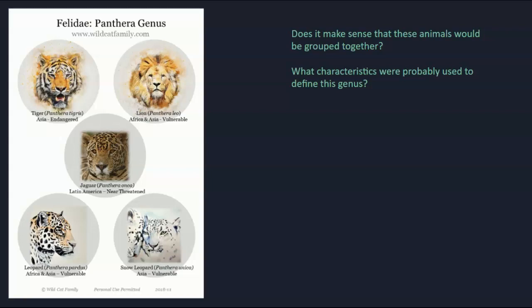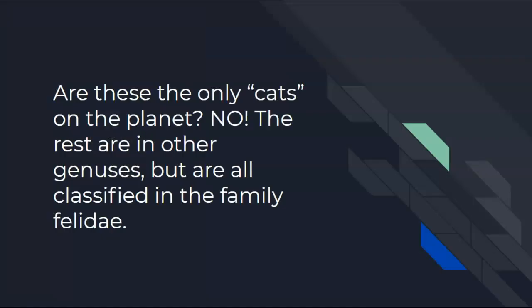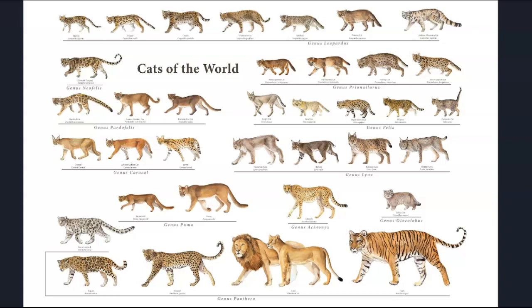Originally, this was just these four, not the snow leopard, because all of these can roar. But later, the snow leopard was included. It can't roar, but when they examined the skulls of all these animals, it has very similar cranial features, so they added it in. Obviously those are not all of the cats on the planet. There are others in other genera, but they are all in the same Felidae family. So here are all the cats.